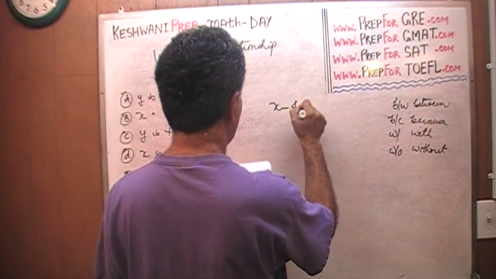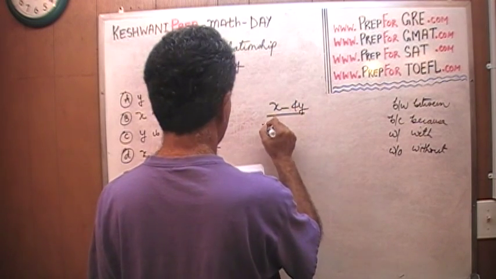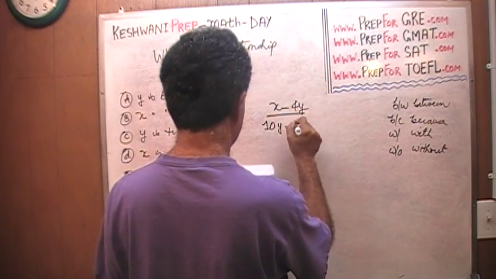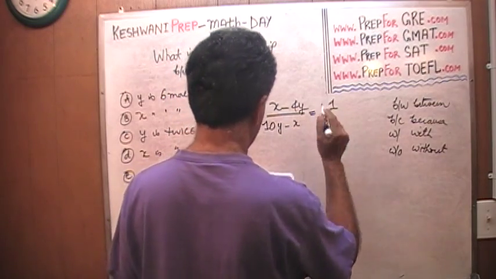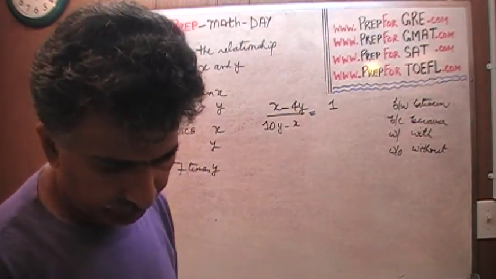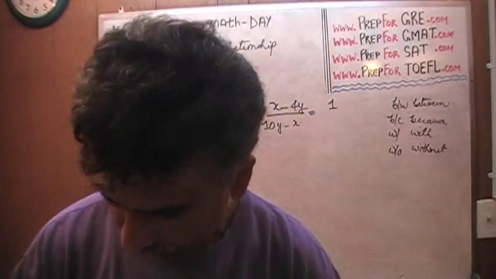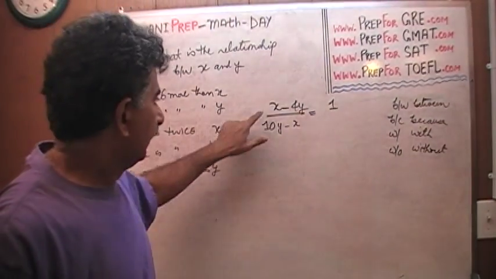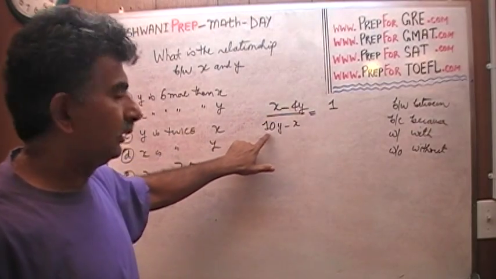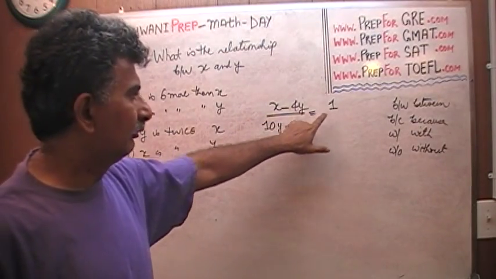And what they give you is this thing: x minus 4y over 10y minus x equals 1. That is what we are given. And our job is to establish a relationship between x and y. I'm going to read it one more time. x minus 4y over 10y minus x equals 1.